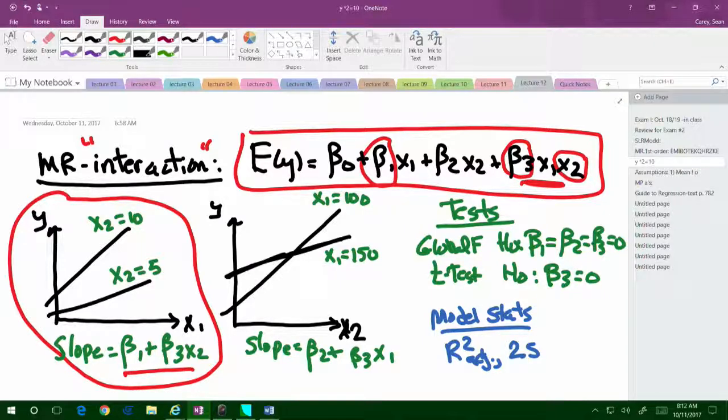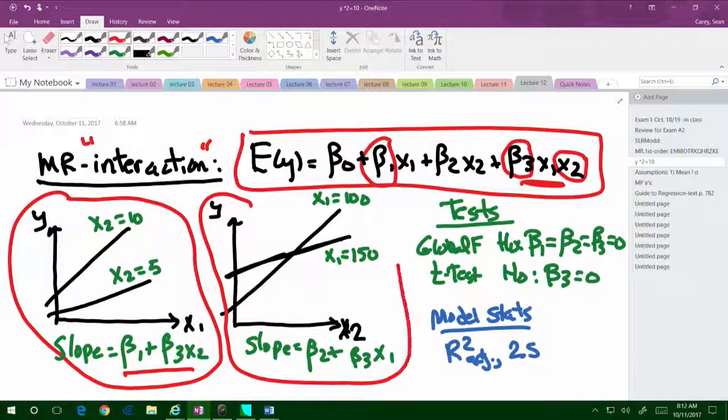Same thing's going to happen when you focus in on the relationship between y and x2. That's the number of bidders. How do I know what the slope is of the relationship between y and x2? Go find any beta multiplied by x2. That's beta 2 as well as beta 3 times x1. So you have to add those up. And you can see that that slope depends on x1. So if you change the age of the clock, 150, 100-year-old, 95-year-old, 200-year-old, whatever, you're going to get a different slope.